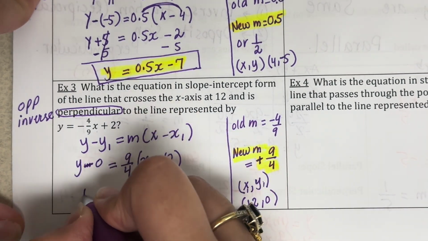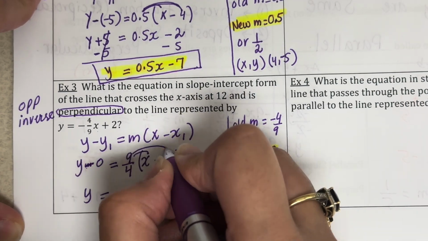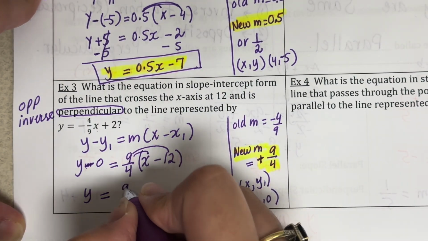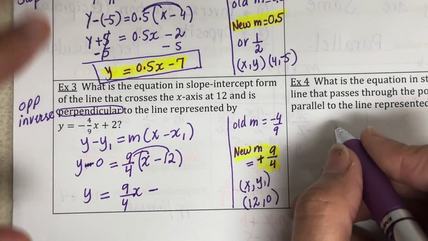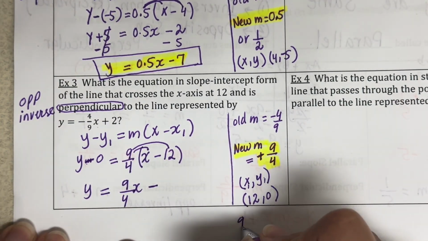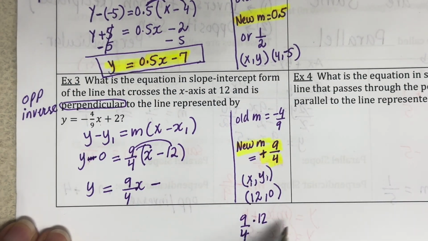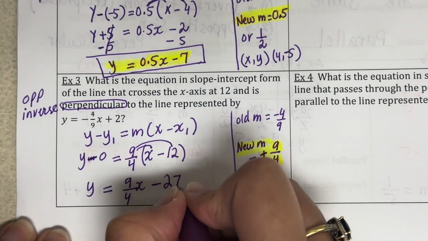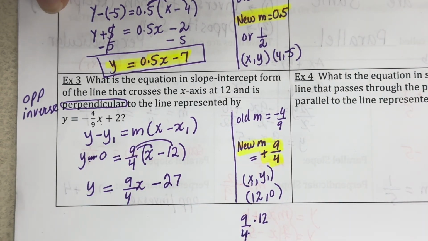Next step, I am going to delete that part because you never put minus 0. And then I'm going to just distribute this nicely. It should be 9 over 4x. And then I'm going to multiply 9 over 4 times 12, which is 27. And there you go, I'm done.